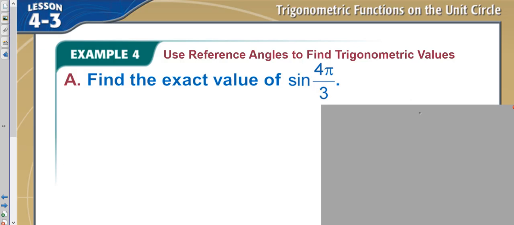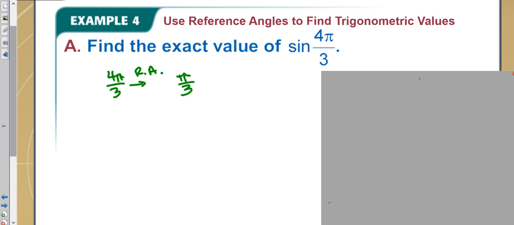So here, remember how I said we can find the reference angles quickly? This angle is 4 pi over 3, and the reference angle, I'll call it a reference angle here, is pi over 3. So to get the value, sine of 4 pi over 3 will be really closely related to sine of pi over 3.